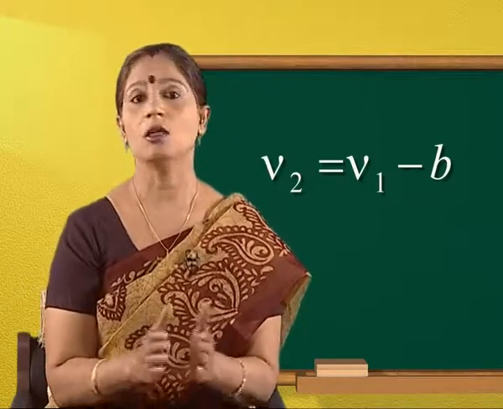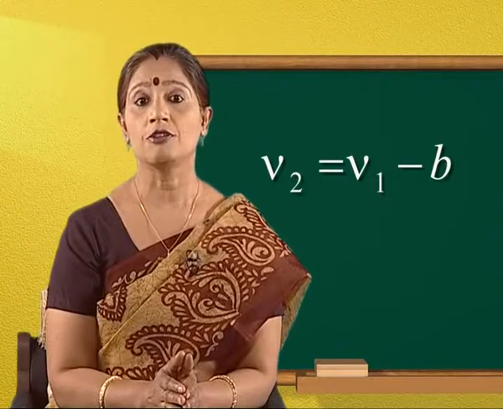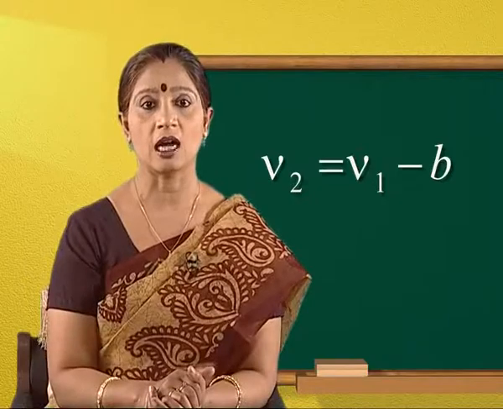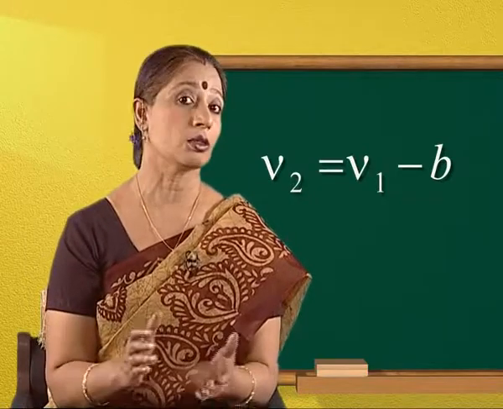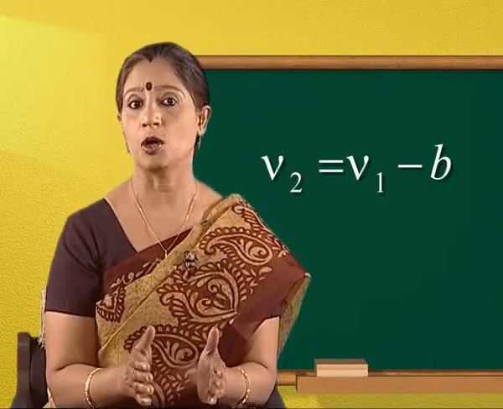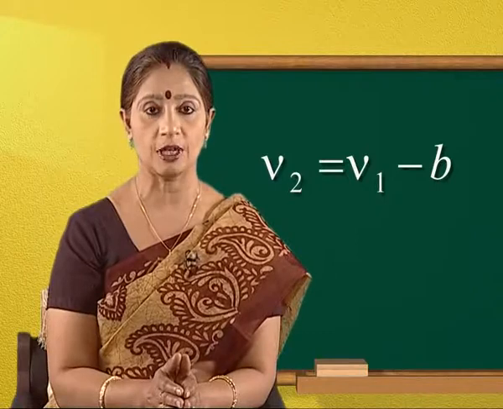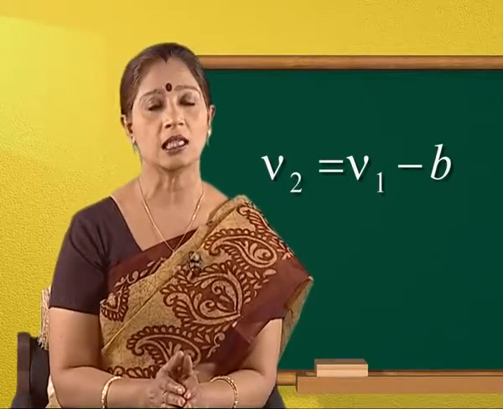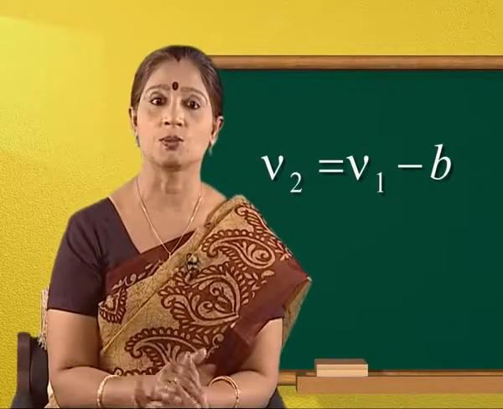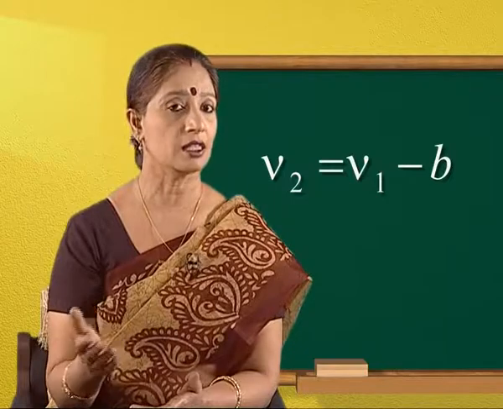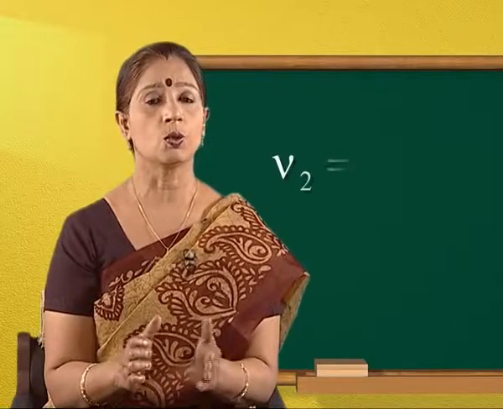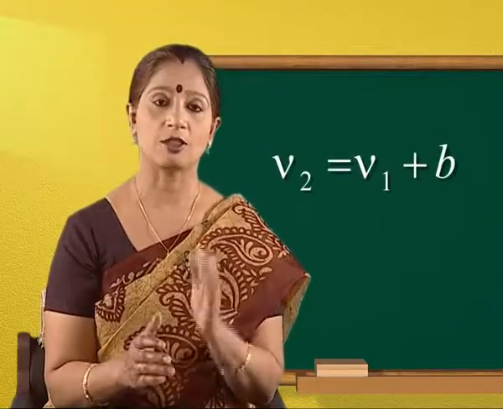Similarly, if the prong of the tuning fork is filed, the frequency of the tuning fork increases and the results obtained are found to be opposite to that on loading. That means, if on filing the prong of the tuning fork of unknown frequency, the beat frequency decreases, then nu2 would be equal to nu1 minus b. And if on filing the same prong, the beat frequency increases, then nu2 would be equal to nu1 plus b.